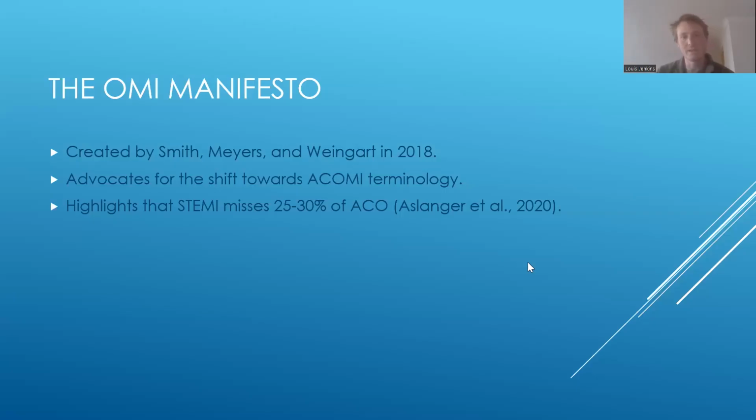So, the NOMI manifesto. NOMI, or occlusion myocardial infarction, is a concept that was publicized within the online medical education community by the work of Dr. Smith and colleagues. These guys, Smith, Meyers, and Weingart, are really at the forefront of this movement, and they've put out a few different publications in the area, which we're going to be referring to throughout. So in 2018, they wrote an open access PDF titled the NOMI Manifesto, which breaks down in a lot more detail the history of how STEMI and NSTEMI came to be and why it's probably in need of a paradigm shift. And if you are interested in doing some further reading on this subject when you get to the end of this presentation, I really highly recommend downloading that PDF and having a read through because it's really well written.